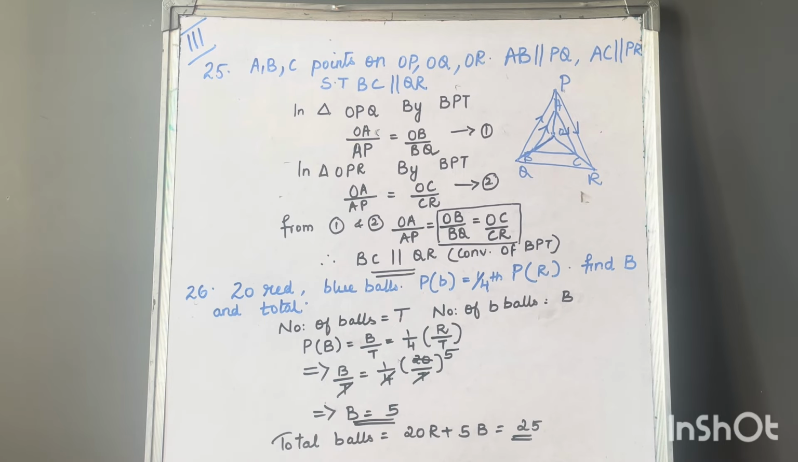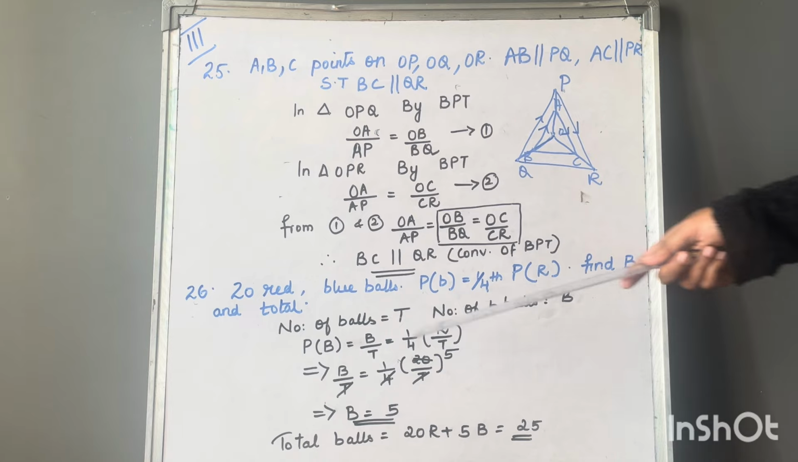Now moving on to question number 26 from the probability chapter. There are 20 red balls and some blue balls. The probability of blue balls is 1/4 the probability of red balls. Find the number of blue balls and the total number of balls.